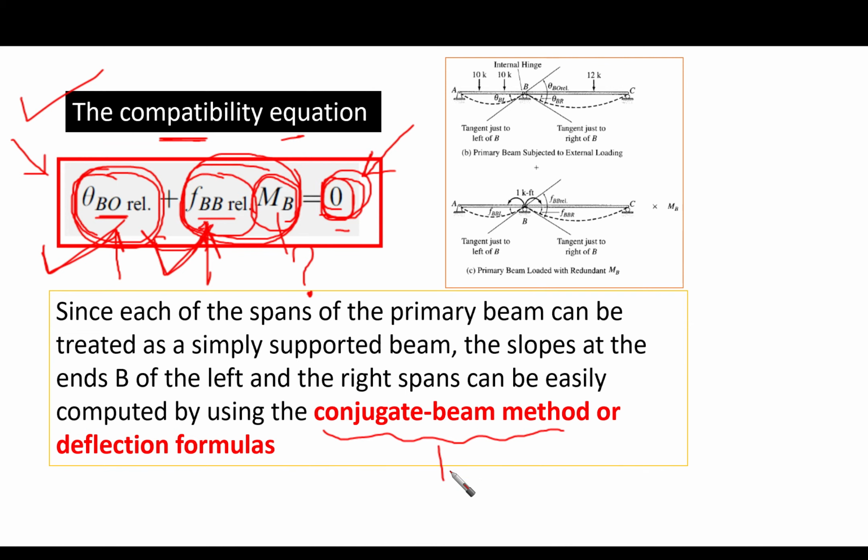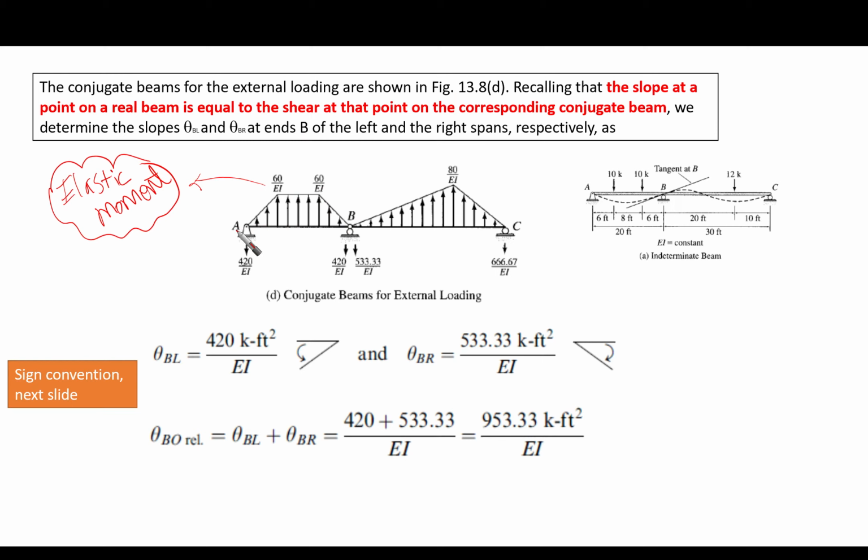Then the answer is we are going to have two ways for obtaining these rotations. We can use way number one, which is the conjugate beam method, or way number two, which is deflection formulas that you already have an idea about from before. So we have two methods based on which we can obtain the rotation due to external load and unit moment at point B. Now let's see how we can obtain the rotation using the conjugate method.